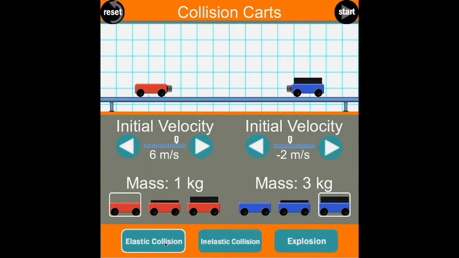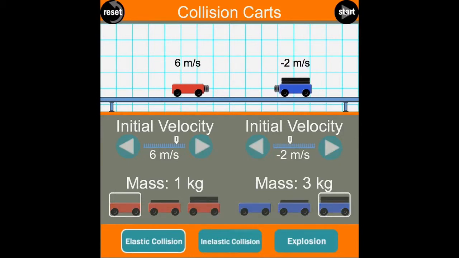We're going to have an elastic collision, which means that after the collision they're going to separate, they're not going to stick together, and we will see exactly what their velocities change to after the collision. So we're going to start this animation, and initially we see that the carts start to go towards each other. The red cart 6 meters per second, the blue cart negative 2 meters per second. Again, it's negative because it's going in the opposite direction of the red cart. The red cart we chose as a positive velocity, which is in this direction, the right direction. The blue cart is going left, so we have to make it a negative 2 meters per second.